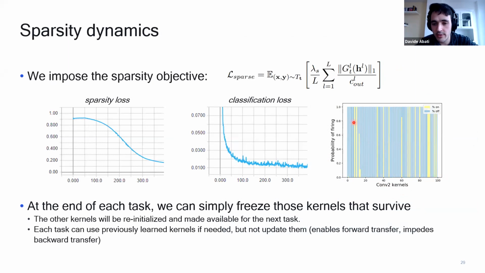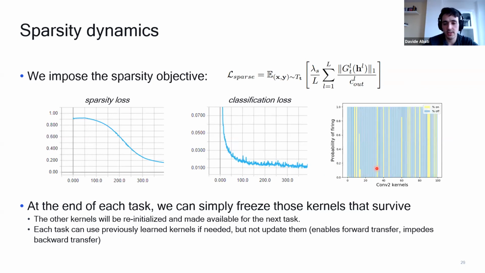At the end of the training of a task, we see that some of them are on 100% of the time, for each example. Some of them, actually most of them, are blue, so they are completely off, they never fire. And some of them fire conditionally, so for instance, for 60% of the data, or for 10% of the data, these kinds of patterns. So now we have a sense of which kernels are important for this task, right?